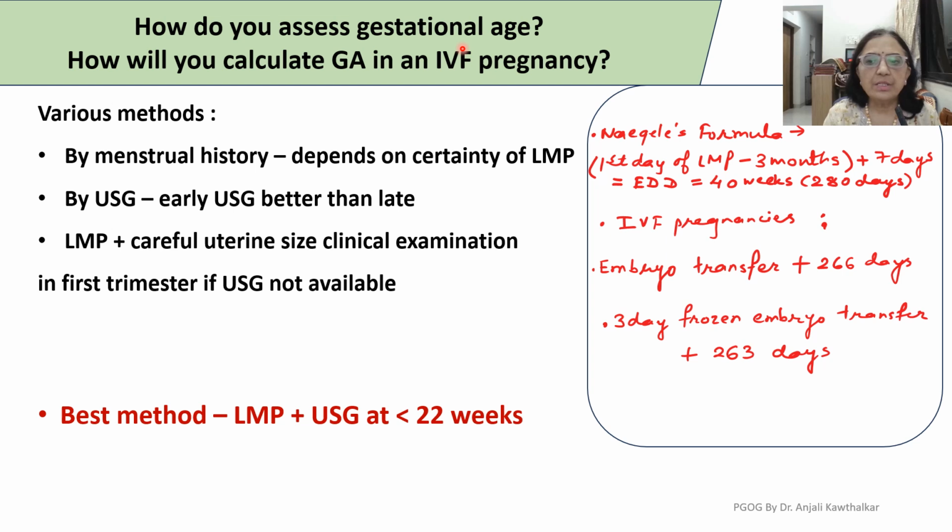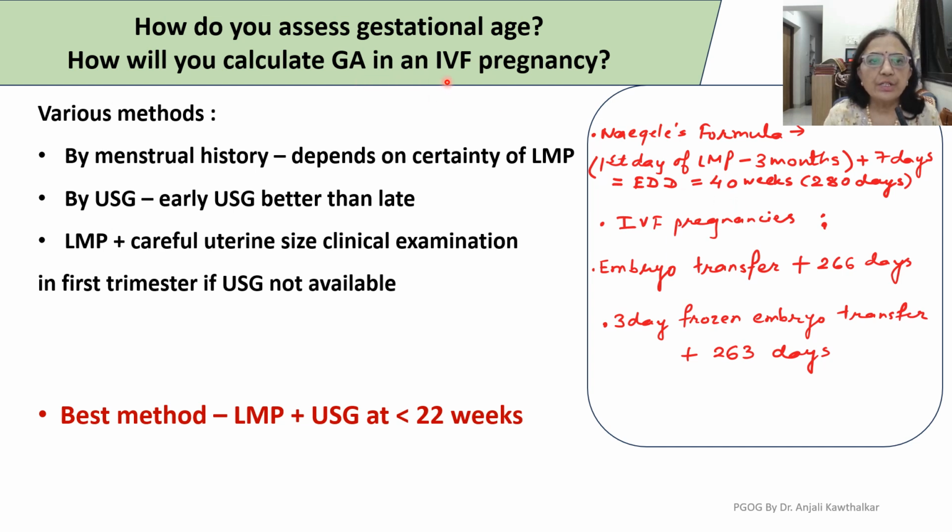Now, how do you assess gestational age? That is almost, I think, any obstetric case you get in the examination, this question will come somewhere or the other. What are the various ways of calculating the gestational age? So various methods are by menstrual history, which depends on certainty of date of last menstrual period. By Naegele's formula, as we all know, first day of last menstrual period minus 3 months, and then you add 7 days. That gives you expected date of delivery, which we consider as 40 weeks or 280 days, and accordingly we calculate the gestational age in weeks in third trimester by going retrospectively from this expected date of delivery.